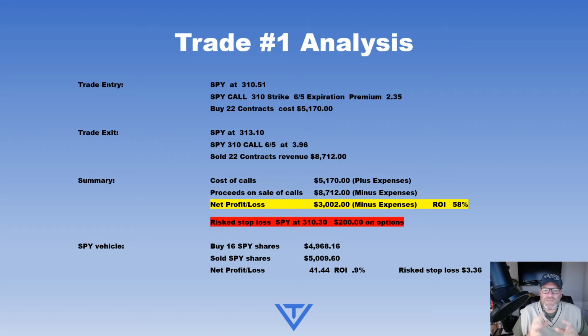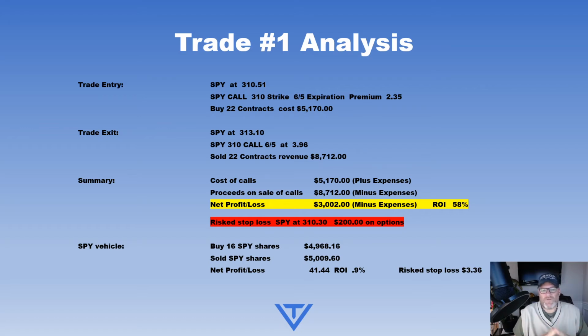Obviously we do something a little bit different with where we're at, but in this example, I used every trade as if you had $5,000 to trade. So we bought 22 contracts at a cost of $5,170. For the trade exit, when we got out at 3:44, SPY was at 313.10. The call at that time was $3.96, and we sold 22 contracts for a total revenue of $8,712.